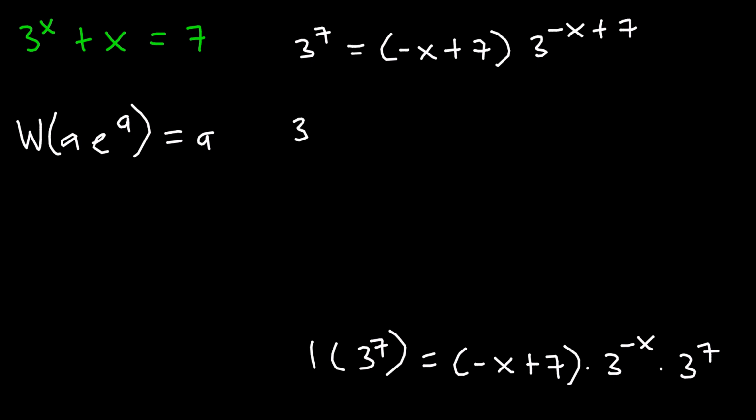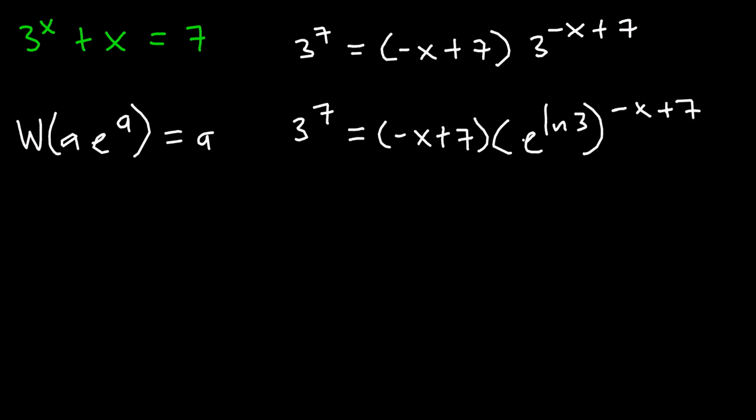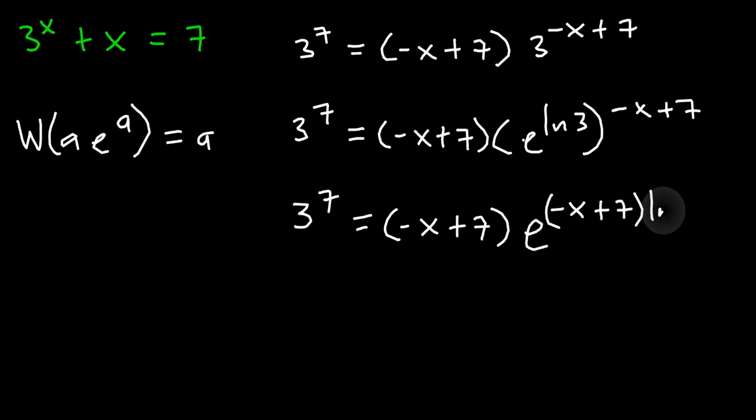This will give us 3 to the power of 7 equaling to negative x plus 7 and then times e to the power of natural log of 3, and this will be raised to the power of negative x plus 7. And from the rules of exponents, we know that this will multiply with this. So we shall have 3 to the power of 7 equaling to negative x plus 7 and then times e to the power of negative x plus 7, and this will be multiplied by natural log of 3. However, you will notice that this is not the same as this.